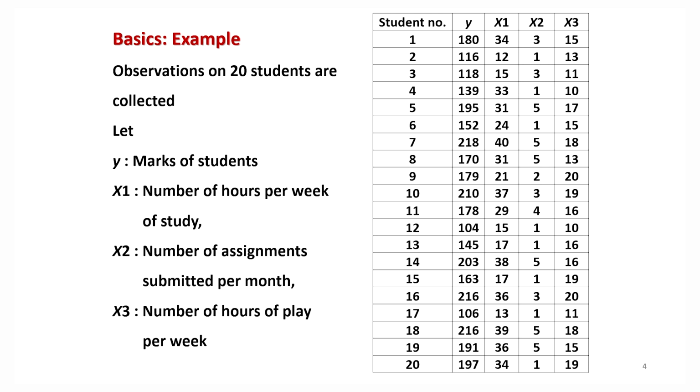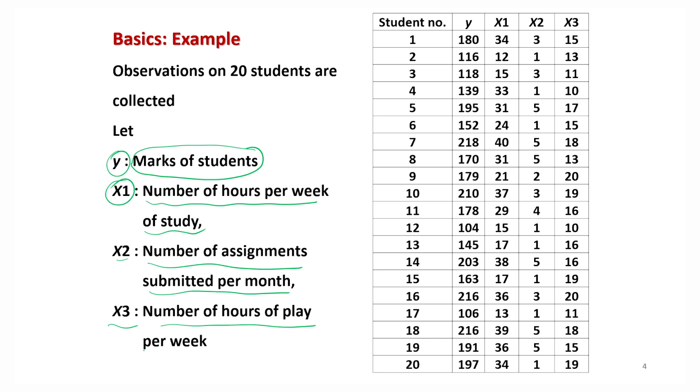So, I indicate here small y, the marks the students obtained in the examination, and x1 is the number of hours in a week of study, x2 is the number of assignments submitted in a month, and x3 is the number of hours of play in a week. So, now you can see here I have obtained the data. This is student number 1, 2 up to here 20, right.